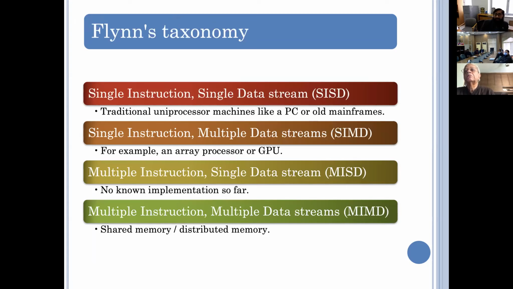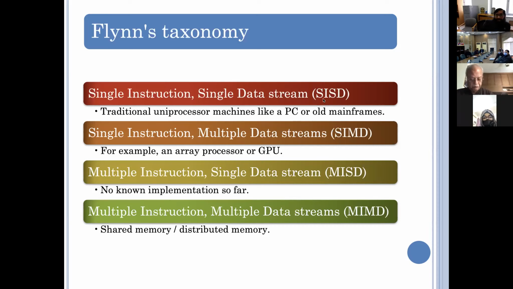Based on Flynn's taxonomy, we have 4 kinds of computers. The first one is single instruction, single data stream. Then the second one is single instruction, multiple data stream. Third one is multiple instruction, single data stream. Fourth one is multiple instruction, multiple data stream, that is MIMD. In MIMD, we have 2 kinds of computer. One is shared memory system, second one is distributed memory system.